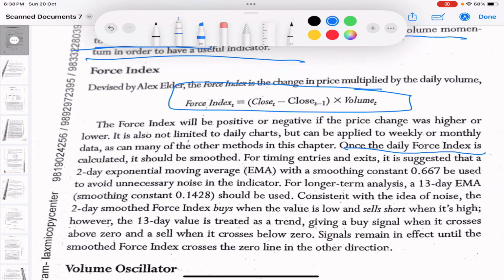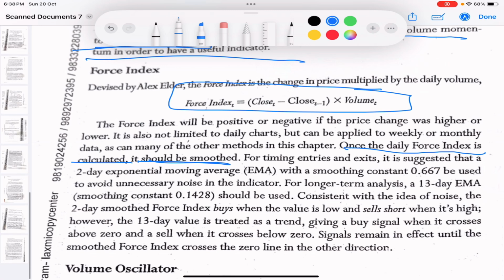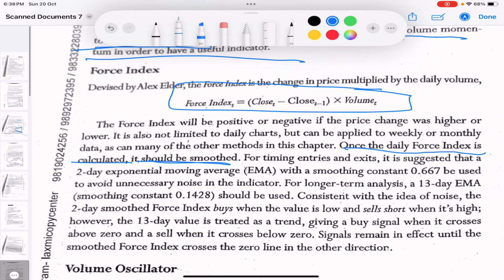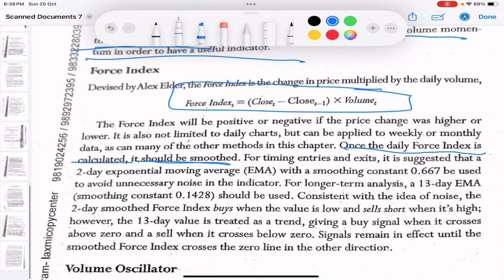Once the daily force index is calculated, it should be smoothed. Now, why are we smoothing these indicators? We are smoothing it so that we have fewer whipsaws and a clear understanding, and we avoid the noise which is there. For timing entries and exits, it is suggested that the 2-day exponential moving average with a smoothing constant of 0.667 be used to avoid unnecessary noise in the indicator. Again, the 2-day moving average is used with a smoothing constant of 0.667. So when you do that, then the noise is basically not there anymore.